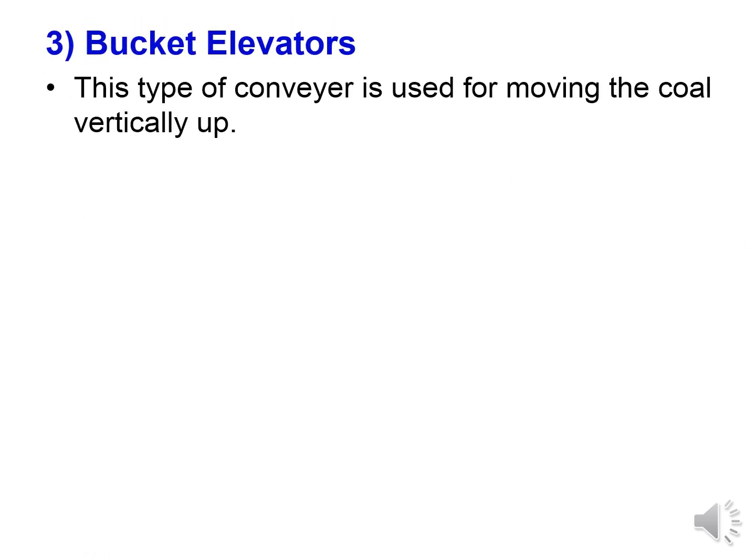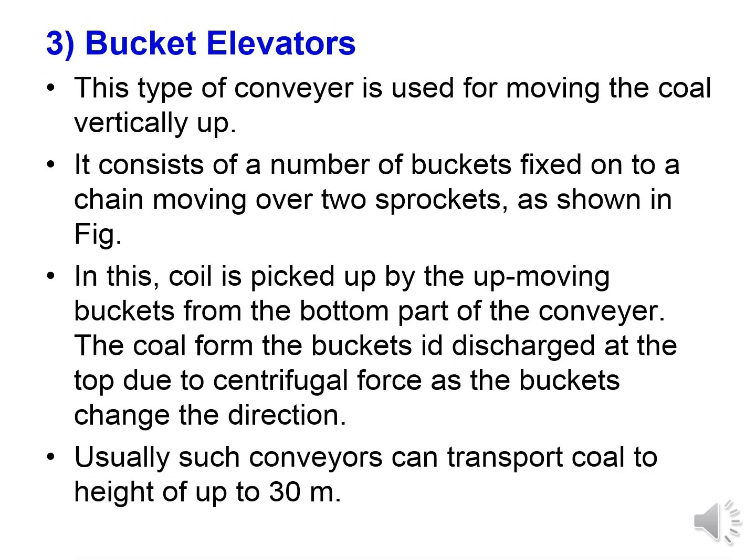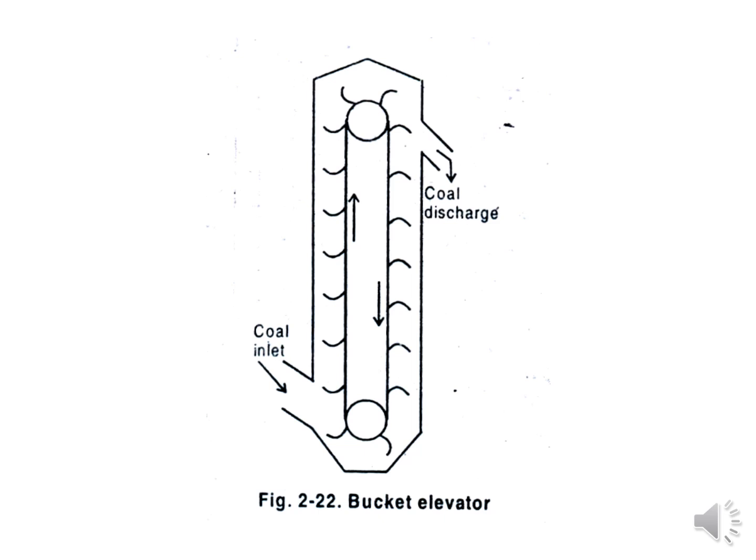Bucket elevators we'll see in the diagram. See, this is the diagram. Suppose I want to carry the coal vertically to a certain height. Then the coal inlet is in this fashion. Here the coal is going to get deposited, it is going to move, and it is going to come back here. From here it is going to be discharged at this height in the furnace, and it is going to be burned further. So this is the bucket elevator.